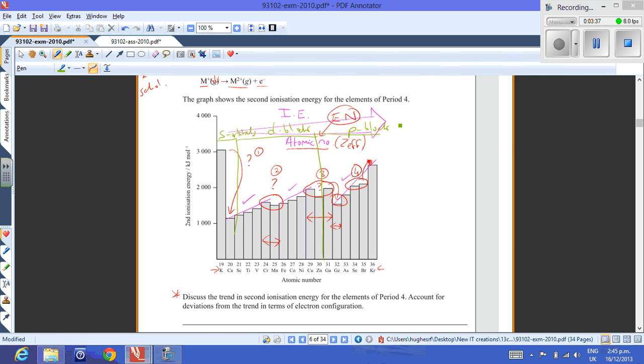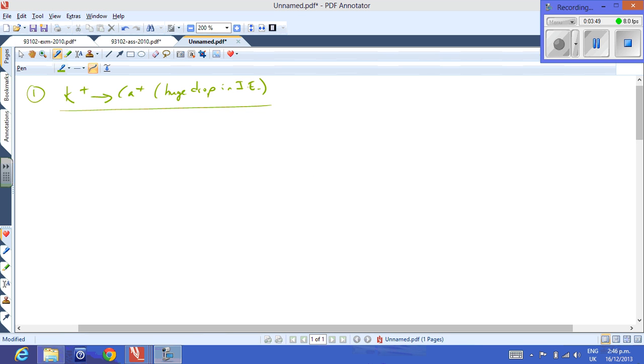And that tells you what orbital the electrons should typically be in, and that helps you discuss some of these anomalies. Okay, so what I'm going to do is discuss each one of these numbered anomalies on the next page in as succinct detail as possible.